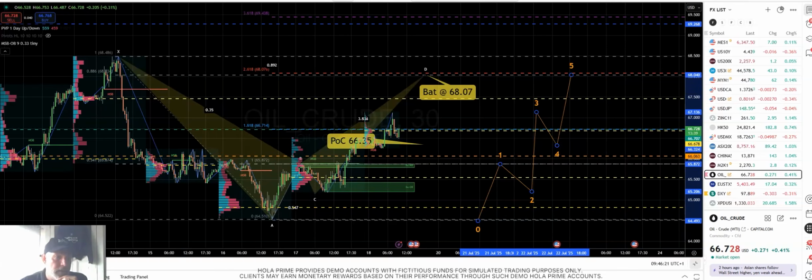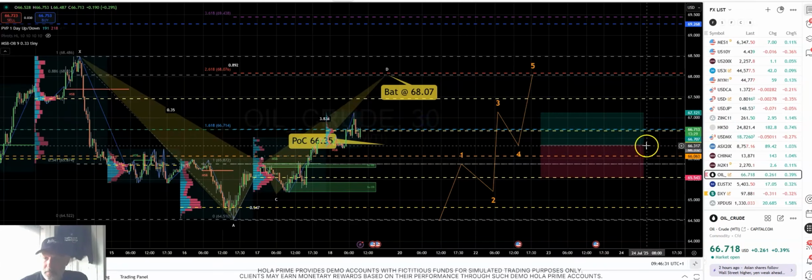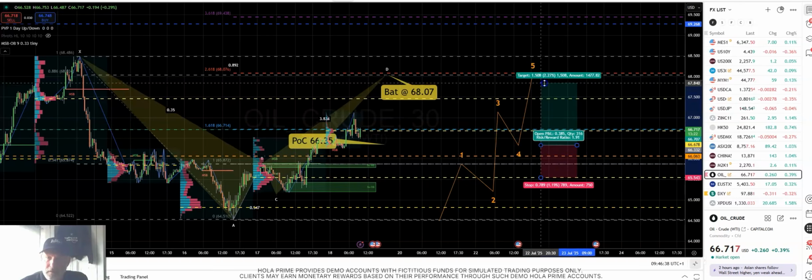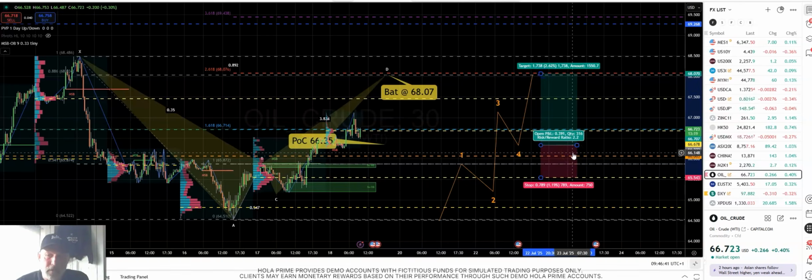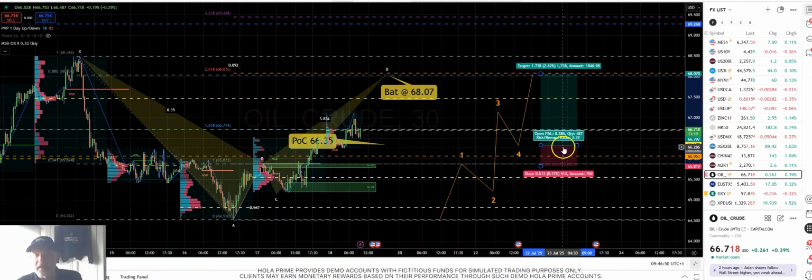So again, we can look at our point of control, and I don't think we're going to get there now because we have moved higher. But you know, you have to stick to your trade plan. So the point of control, which was $66.35, we then have our target level, which is the completion of the bat formation. We then have our stop loss, which is underneath this MSB, market structure break. It then gives us a risk reward factor of 3.4.